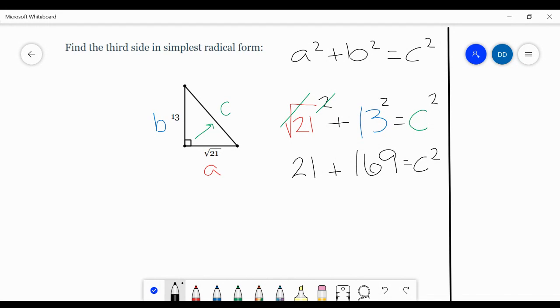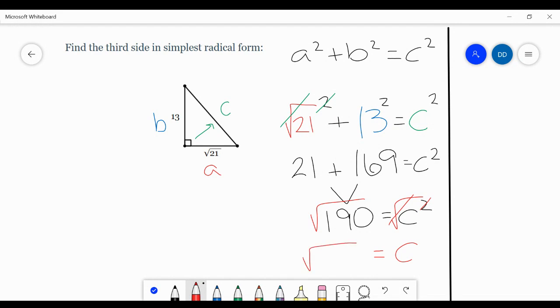Now we're going to add that together. You're going to add your 21 plus your 169, and you get 190 equals C squared. Now we want to get rid of that squared, so we are going to square root both sides. That cancels here, so we're left with C over here, and then the square root of 190. Now the square root of 190 is not a perfect square, and it actually can't be simplified. So you're going to input your answer just like this, the square root of 190. It says simplest radical form, so don't put this in the calculator. Just leave it as the square root of 190 and you're done.